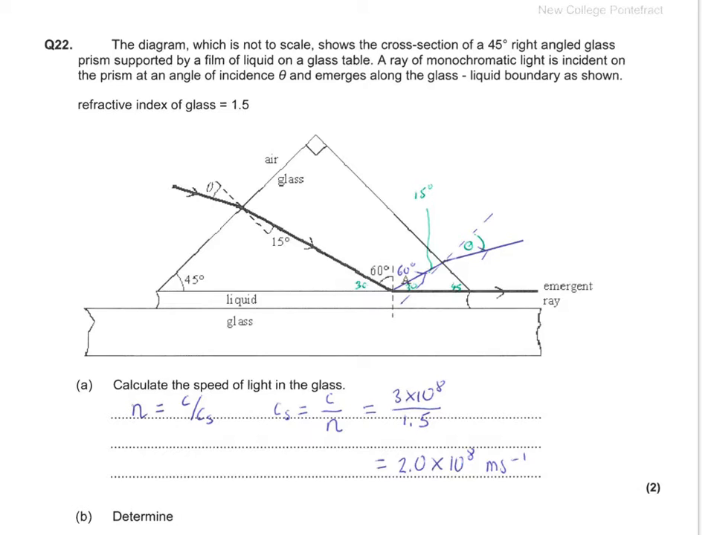First of all, we are asked to calculate the speed of light in the glass. We know the refractive index of the glass is 1.5. The definition of the refractive index of a substance is the ratio of the speed of light in a vacuum divided by the speed of light in the substance. This is the speed we are looking for, so we can rearrange the equation and substitute in the speed of light, 3 times 10 to the 8 meters per second, and the refractive index of glass. This leads us to an answer of 2.0 times 10 to the 8 meters per second.